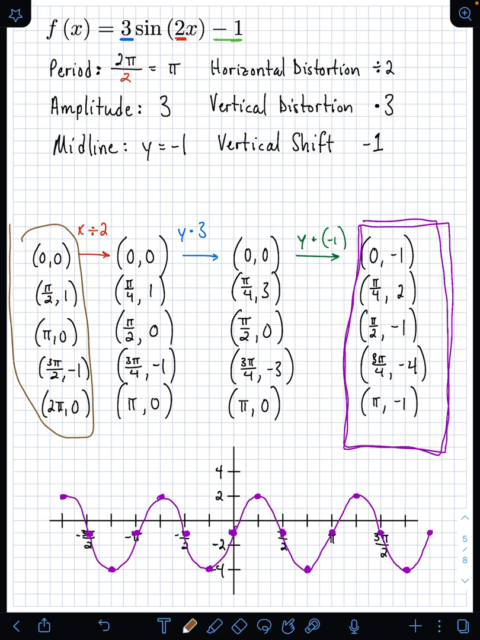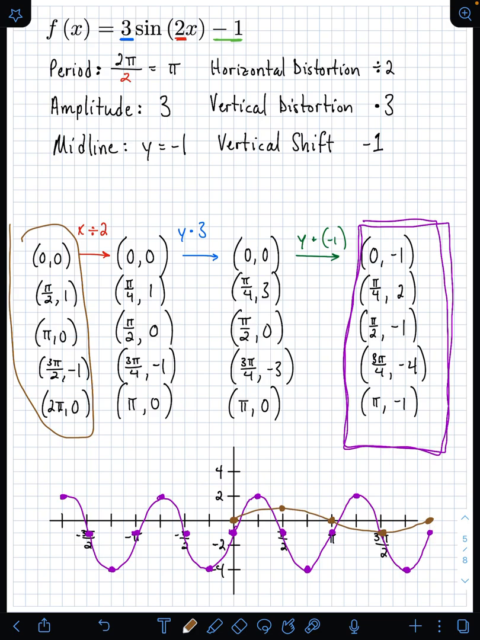The original sine function would start at 0, 0, and then go to pi over 2, comma 1, and then pi, comma 0, 3 pi over 2, comma negative 1, and then 2 pi, comma 0. So the original sine function, for comparison's sake, would look like this. So in that way, you can see the horizontal compression.